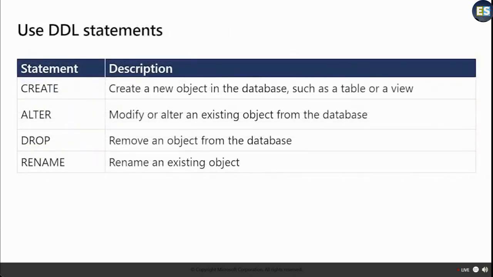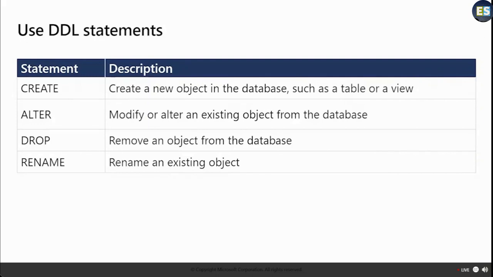Now, you use DDL statements to create, modify, and remove tables and other objects in the database. So these objects could be tables, stored procedures, views, and so on. Now, the most common DDL statements, or data definition language statements, are create, which allows you to create a new object in the database, such as a table or a view, or alter. So alter allows you to modify the structure of an object. For instance, you can alter a table by adding more columns to it.